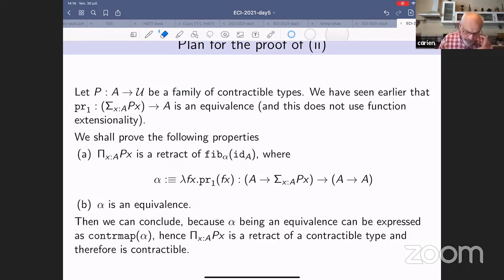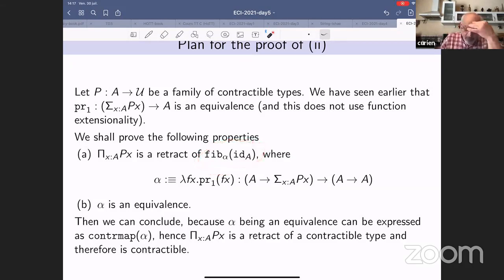We want to show two things about this alpha. The second thing is that alpha is an equivalence, given that PR1 is an equivalence. And the first property A is that the thing that we are interested in, namely this type, happens to be a retract of this type here, the type fib alpha of id A. Suppose we have proved the two things. Then we can conclude, because alpha being an equivalence means that alpha satisfies the predicate is a contr map. It's the characterization of equivalence in terms of fibers, saying that all fibers are contractible. So if B holds, then in particular the fiber at id A of alpha is contractible.